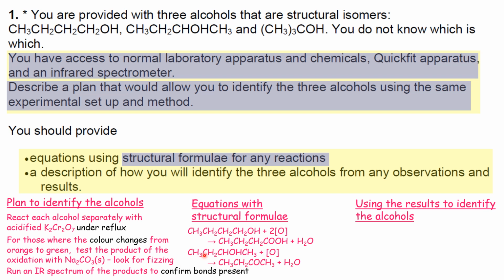In my equations, I'm particularly taking care of how many O's in square brackets I've got: 2 for the full oxidation of a primary alcohol, and 1 for the full oxidation of a secondary alcohol. And I also don't forget to put in the H2O's as well.